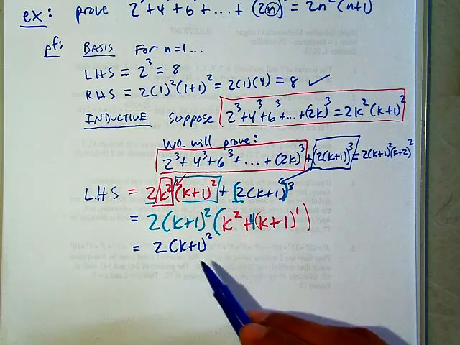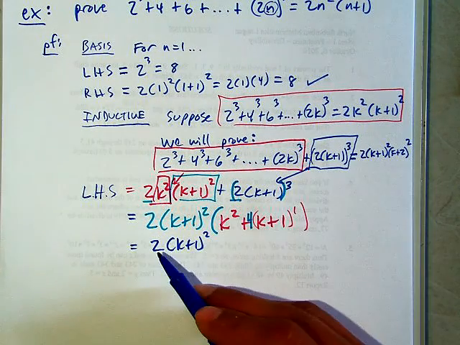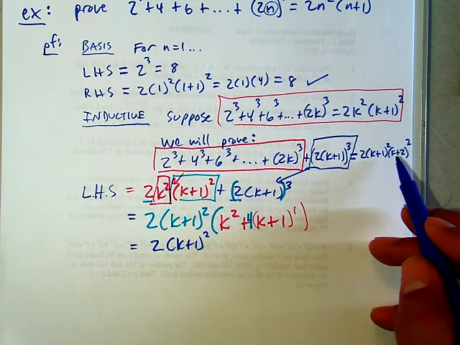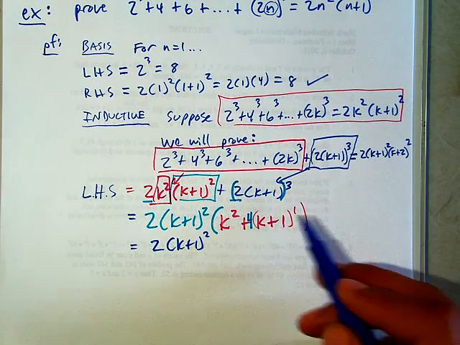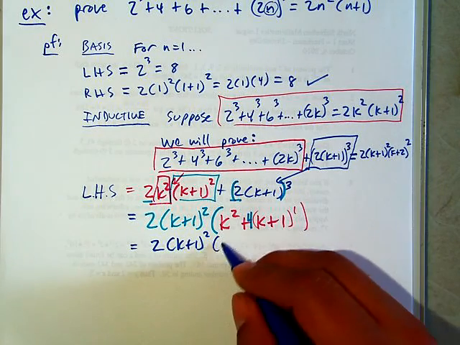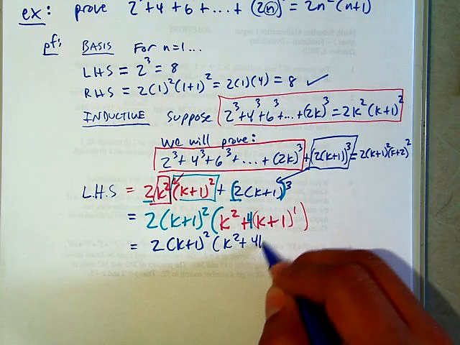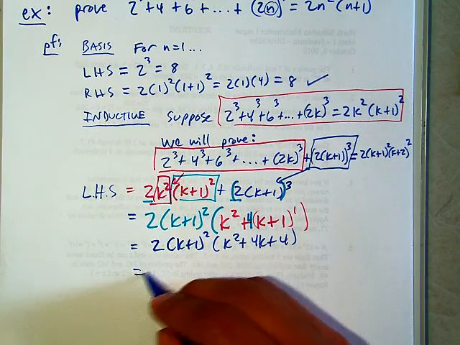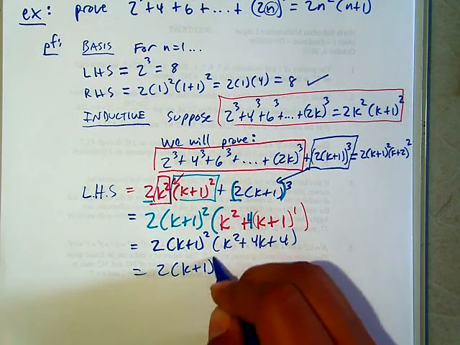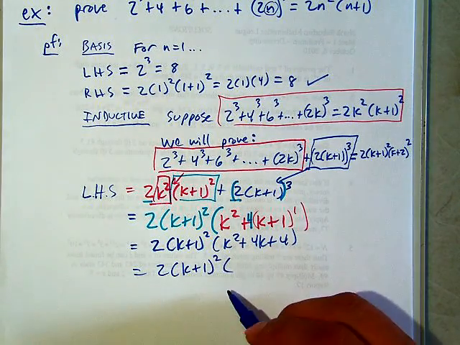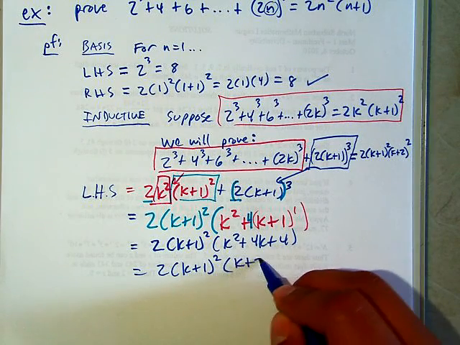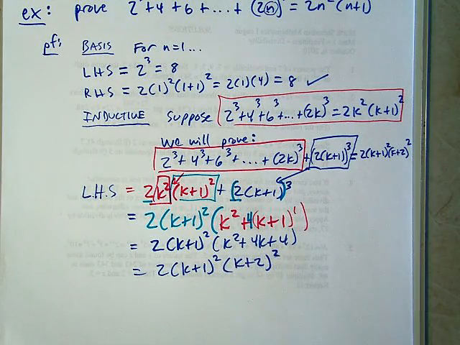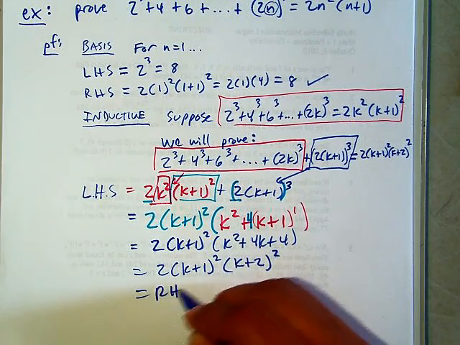Do you guys see that we're getting pretty close here? The 2 is there, the k plus 1 squared is there. Somehow we're supposed to get k plus 2 squared out of this. Well, if you distribute the 4, is that how it factors? Sure is. And that is the right-hand side.